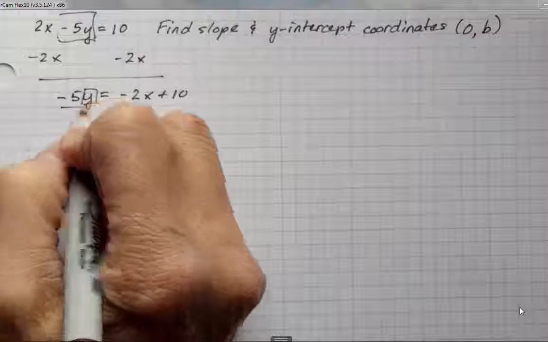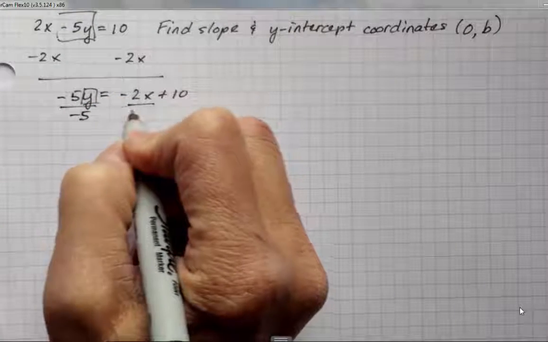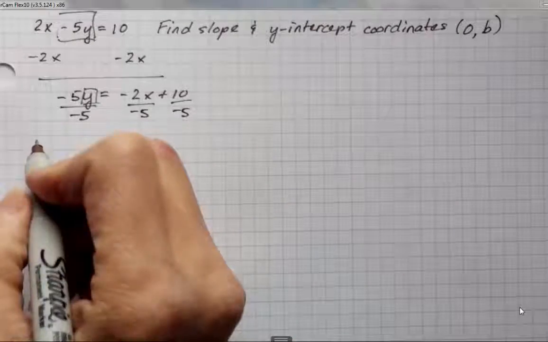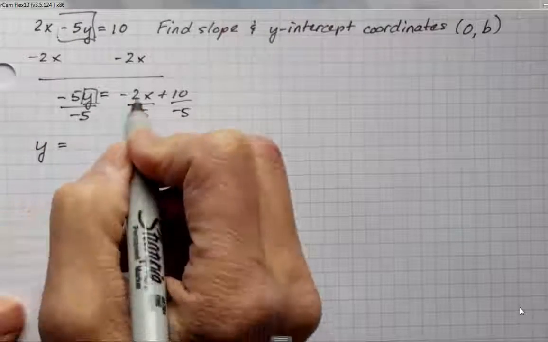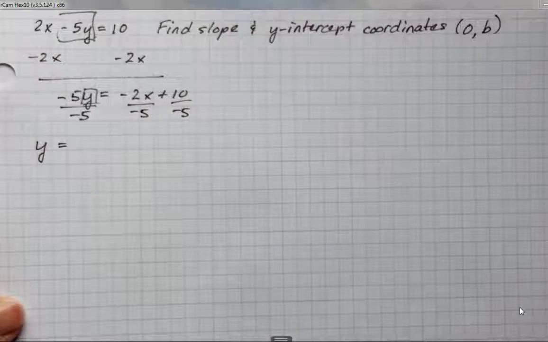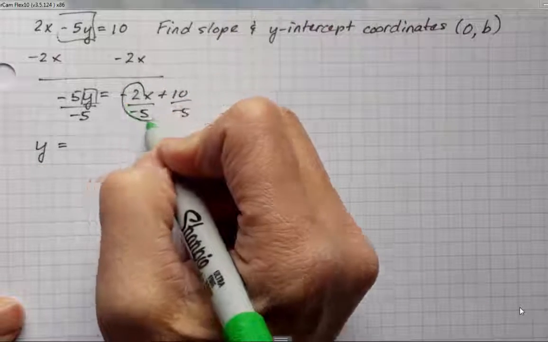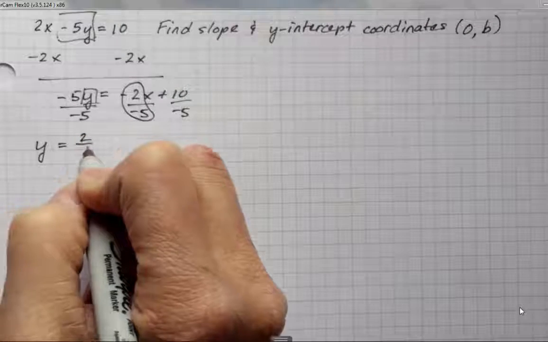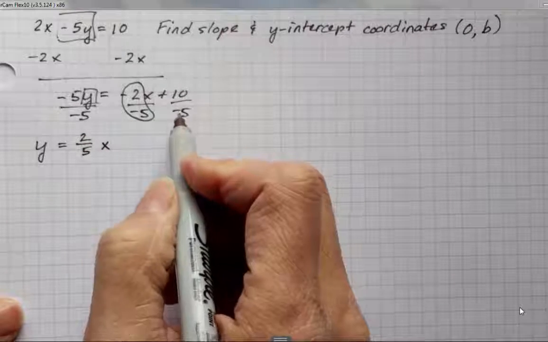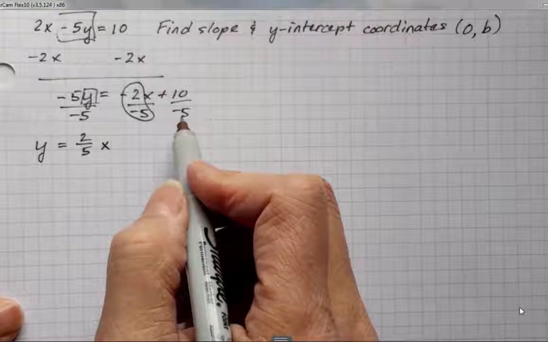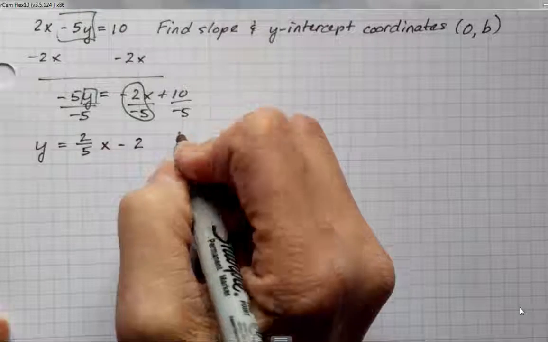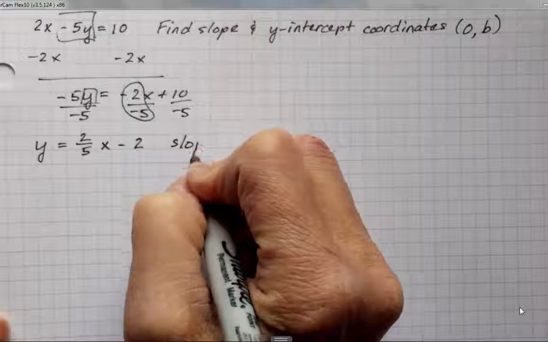And when I divide by negative 5, I'm just going to make sure that I divide each term by negative 5. On the left, I end up with y. On the right, I end up with a positive 2/5 x, and that's how I want to write it, 2/5 x. And then a positive 10 divided by negative 5 gives me minus 2. So now my equation is in what we call slope-intercept form.